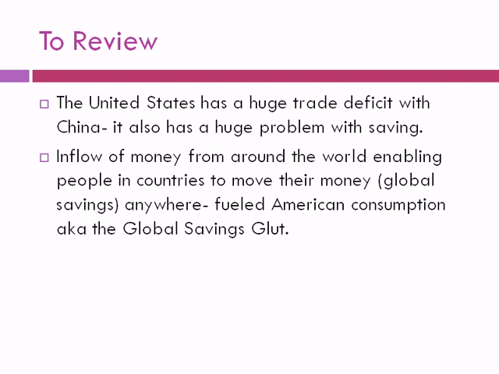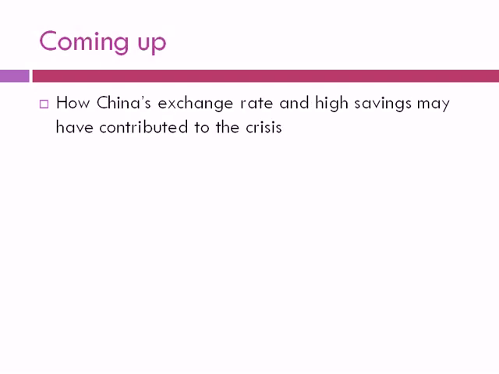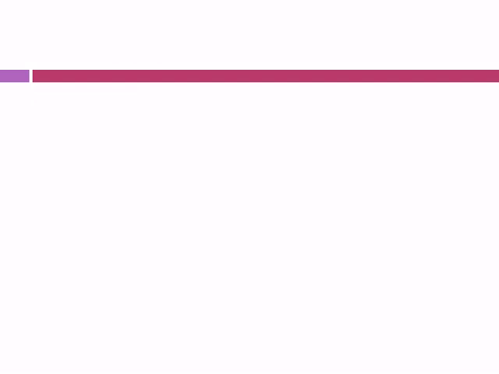To review, the United States had a huge trade deficit with China. It also has a huge problem with saving. The liberalizing of capital flows, or enabling people and countries to move their money, global savings, anywhere, fueled American consumption, also known as the global savings glut. Coming up, we will learn how China's exchange rate and high savings may have contributed to the crisis.